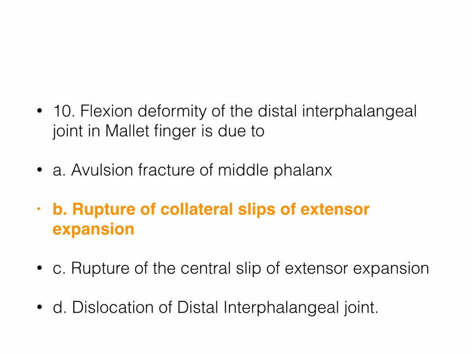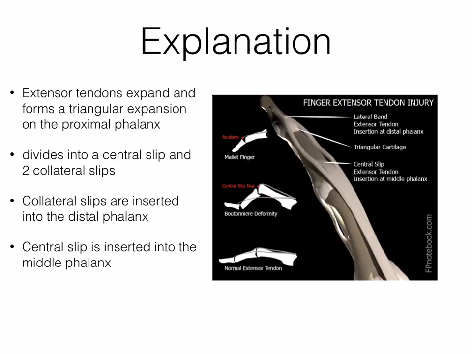So we all should read about the extensor expansion properly. The extensor expansion is the extensor tendon expanded over the proximal phalanx, and it has a central slip and two collateral slips. The central slip is attached to the middle phalanx and the two collateral slips are attached to the terminal phalanx. If the collateral slips are damaged, what will happen? The patient is not able to extend the terminal phalanx, but the flexors will be overacting, so they will have mallet finger.